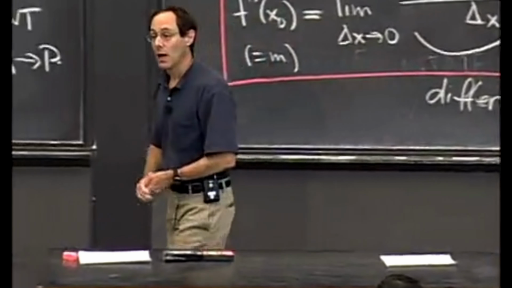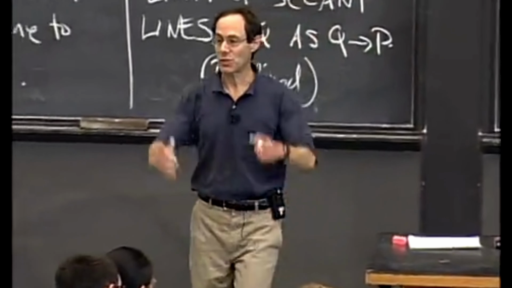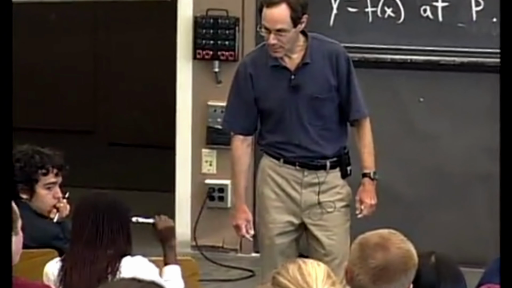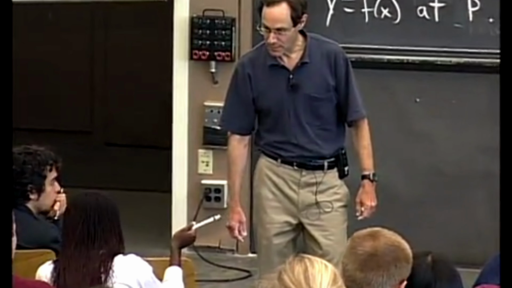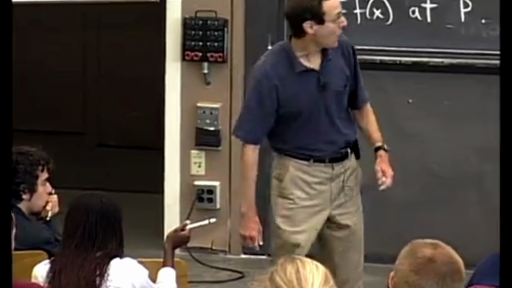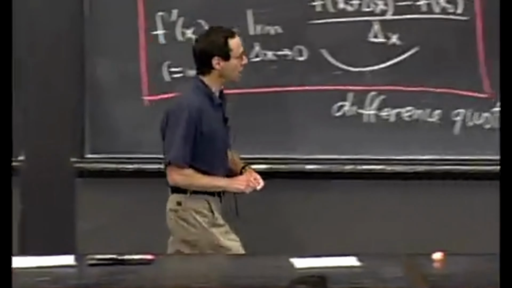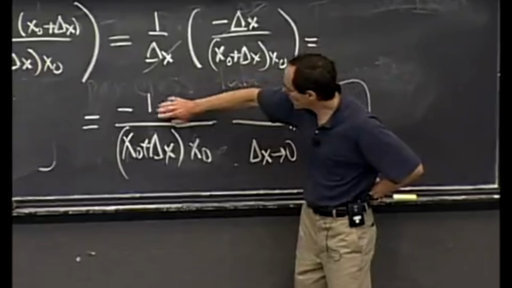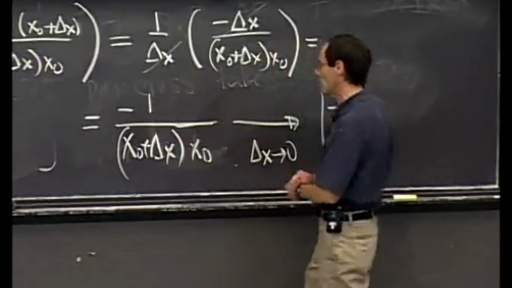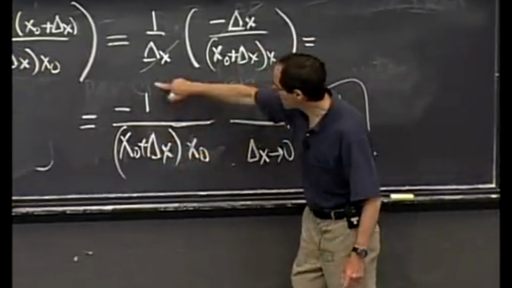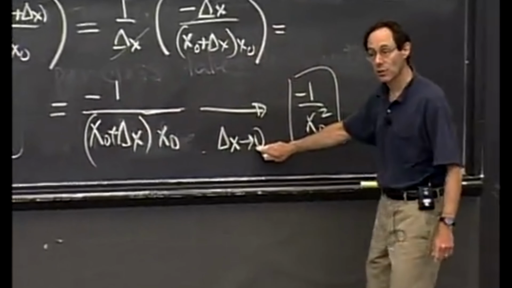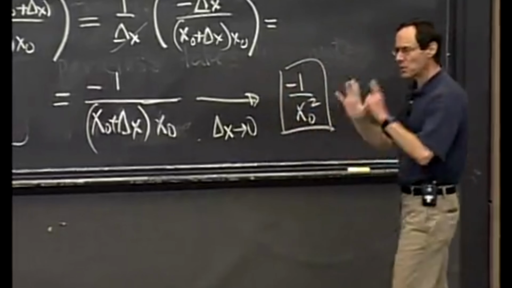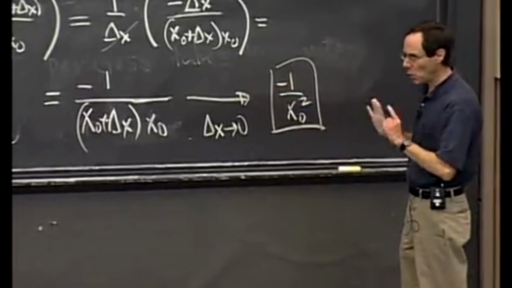All right. So I've managed to fill the boards, so maybe I should stop for a question or two. Yes? So the question is to explain again this limiting process. So the formula here is we have basically two numbers. In other words, why is it that this expression, when delta x tends to 0, is equal to minus 1 over x0 squared?